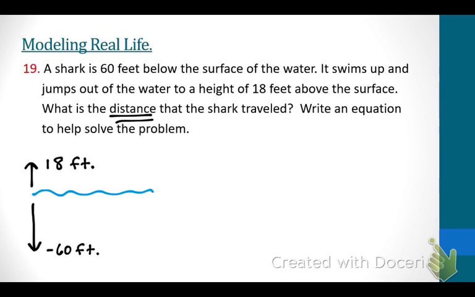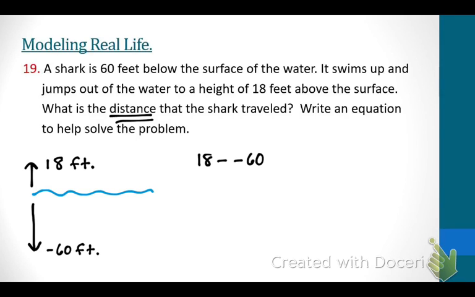What is the distance that the shark traveled? Write an equation to help solve the problem. In order to find distance, you always take the bigger number and subtract the smaller number. So what's the bigger number? 18 feet or negative 60 feet? 18 is the bigger actual number. So we're going to take 18 and subtract the smaller number. What's the smaller number in our problem? Negative 60.